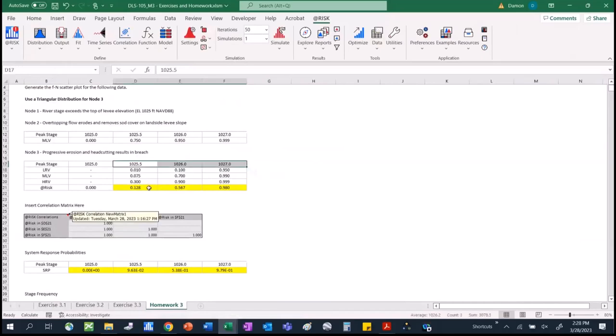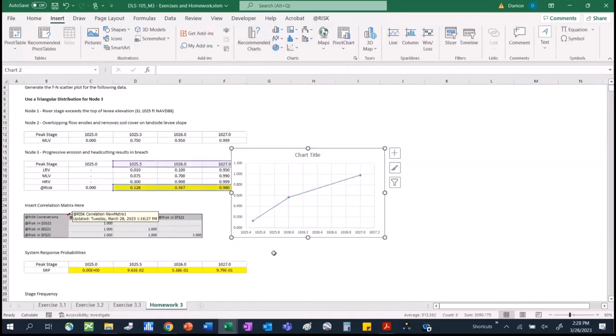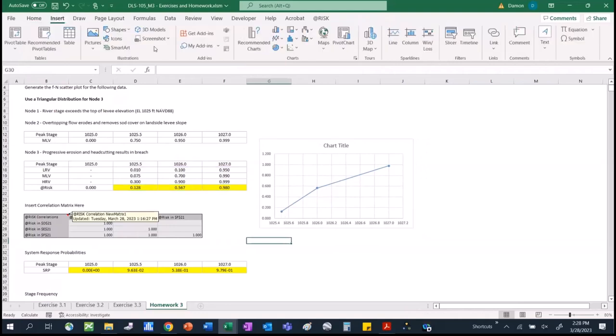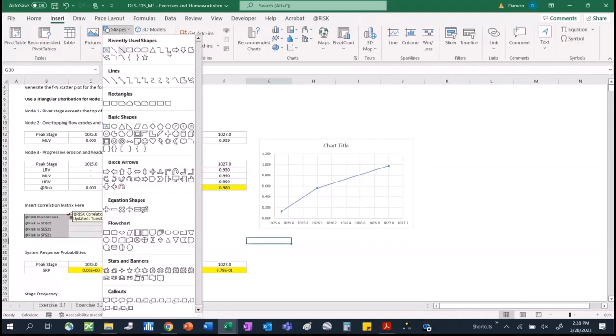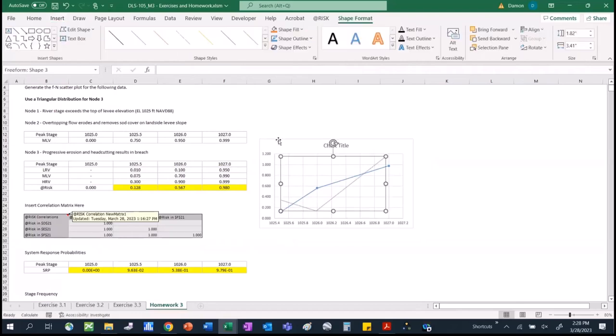So if I were to plot these, you'll see how the system response is monotonically increasing. When I get a higher stage, the system response also increases, okay? If I don't correlate them, I could get something within the bounds of my distributions that looks like, say it picks high here, low here, and high here. I can't have that. Or I could get something that looks like this. That also can't happen.